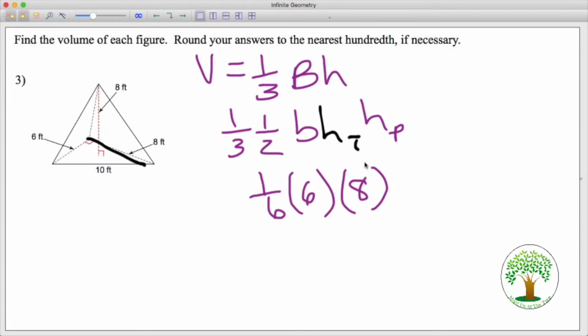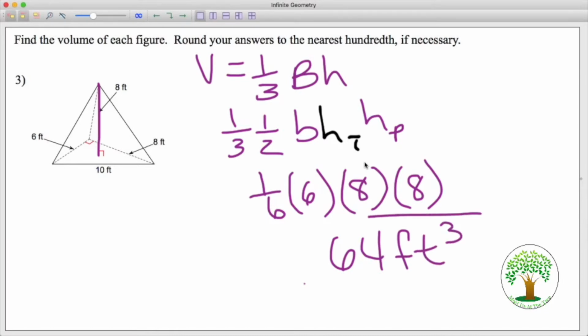Now we need the height of the whole pyramid, and that is that 8 right here. All right, 1/6 times 6 times 8 times 8. 64. I heard 64. 64 feet cubed. Are you sure? Positive. That's what I got too. Don't forget the feet cubed.